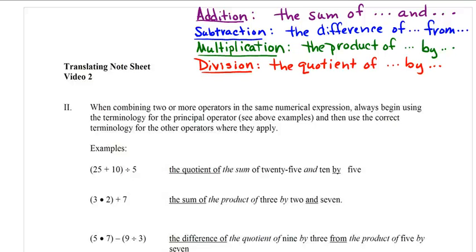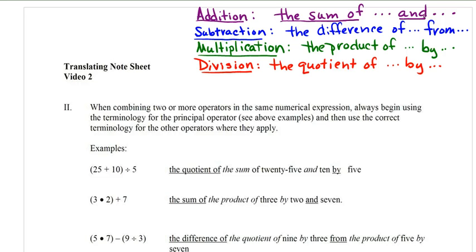This is the second video in translating between mathematical symbols and English words. First, let's review the 4 operations, their key phrases, and connecting words. For addition, the key phrase is the sum of. The connecting word is and. We are adding the first number on the left and the second number on the right.